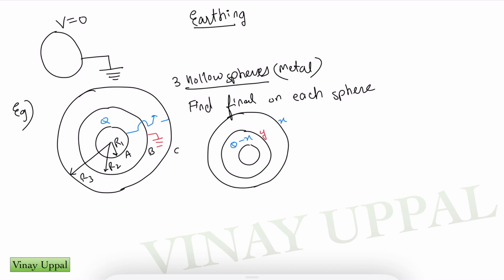Now B has inner surface as well as outer surface. C also has some inner surface and outer surface. But we are not concerned with the charge distribution on each individual sphere. The only thing that matters here is the total charge on each sphere.